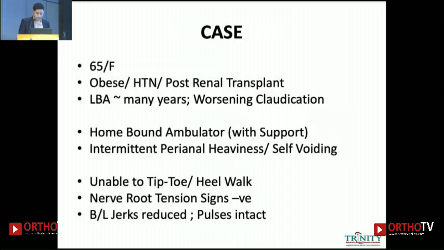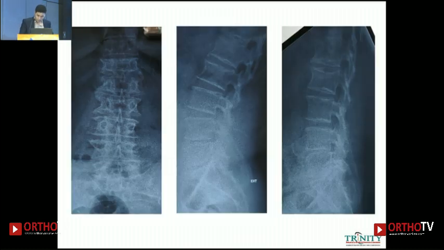So to take the discussion forward, this is a 65-year-old female. She's obese, hypertensive. She's a case of post-renal transplant, living with low backache since many years now, having worsening claudication, almost restricted to a homebound ambulatory state. She has intermittent perianal heaviness, and though she is continent still, she is unable to tiptoe or heel walk. The nerve root tension signs are negative. Her lower limb jerks are reduced, but the pulses are intact. She is vascular intact.